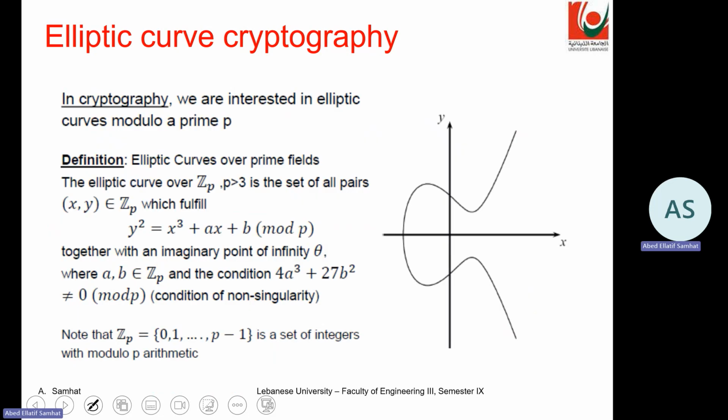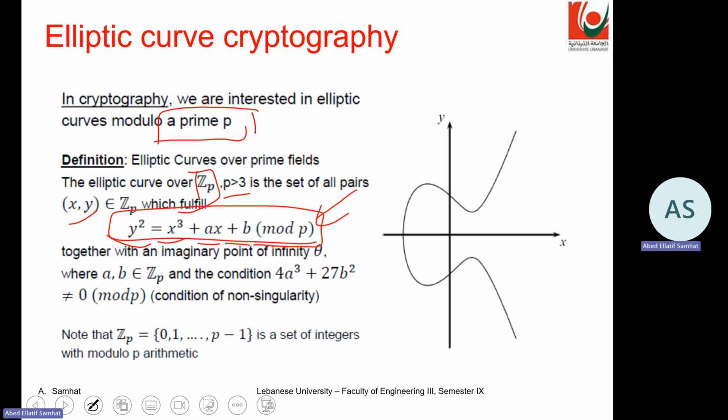So in cryptography, as we said, we are interested in elliptic curves modulo a prime number. So we will always work modulo P, and generally P is a big number. If we want to construct the elliptic curve over a prime field, typically over Z_P, where P is greater than 3, it's the set of all pairs of coordinates (x, y) belonging to Z_P such that y squared equals x to the power 3 plus ax plus b mod P. So that's why here we are working with mod P.